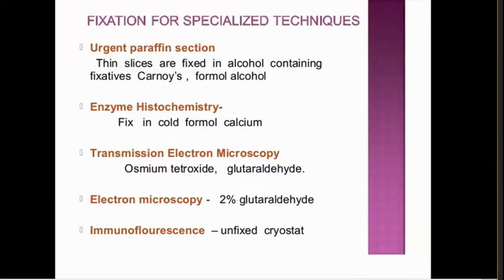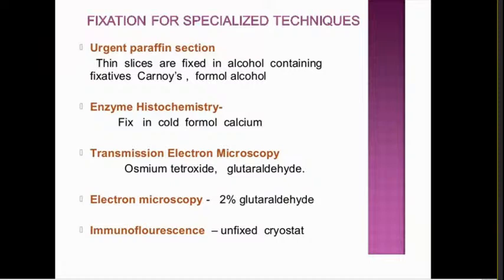Then for every experiment, we need the fixation. Previously I explained the sample preparation. This is very, very important. They provide a matching question on the following. Here, fixation with paraffin. We all know that paraffin is a polymer. That thin slice is fixed in alcohol containing Carnoy's and formal alcohol. The alcohol helps to fix the cells. In many of the microscopical experiments, alcohol helps to fix the microbe.